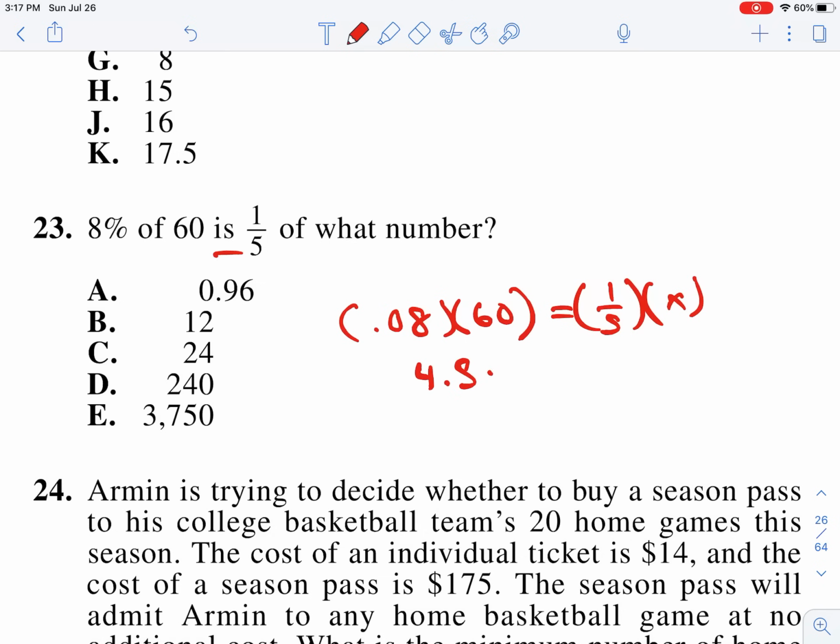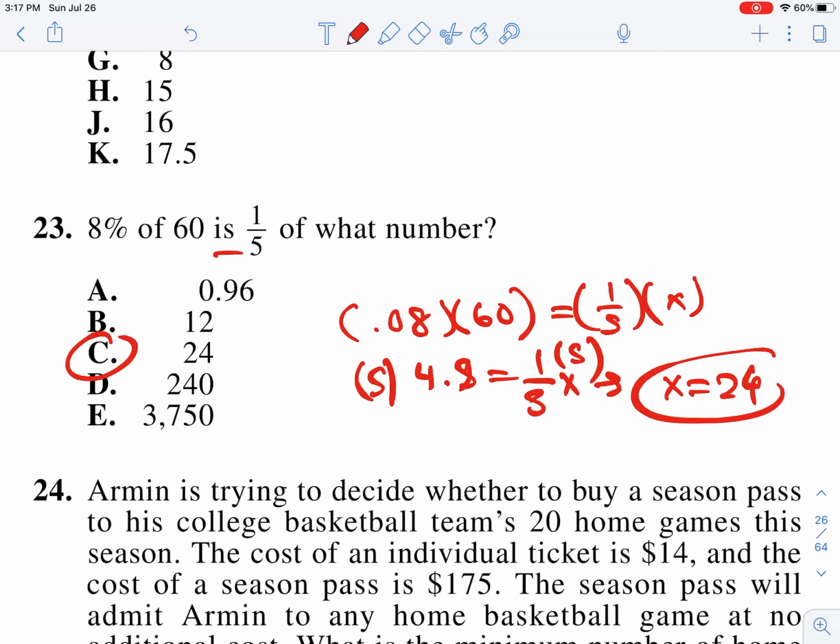4.8 equals 1/5 x. Multiply both sides by 5, so 5 times 4.8 is your answer. 24. x equals 24. And if you're not sure, you can check.